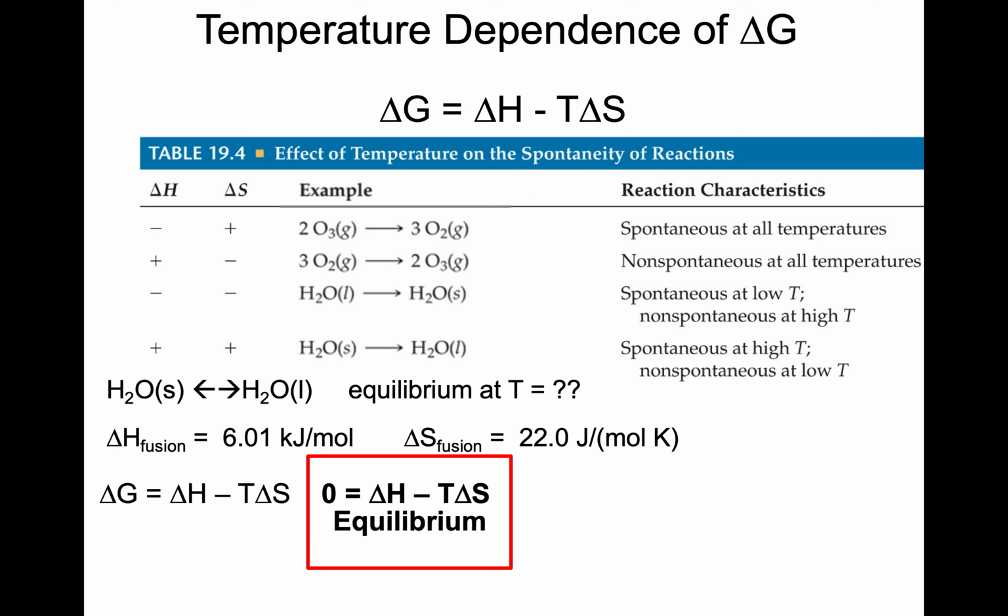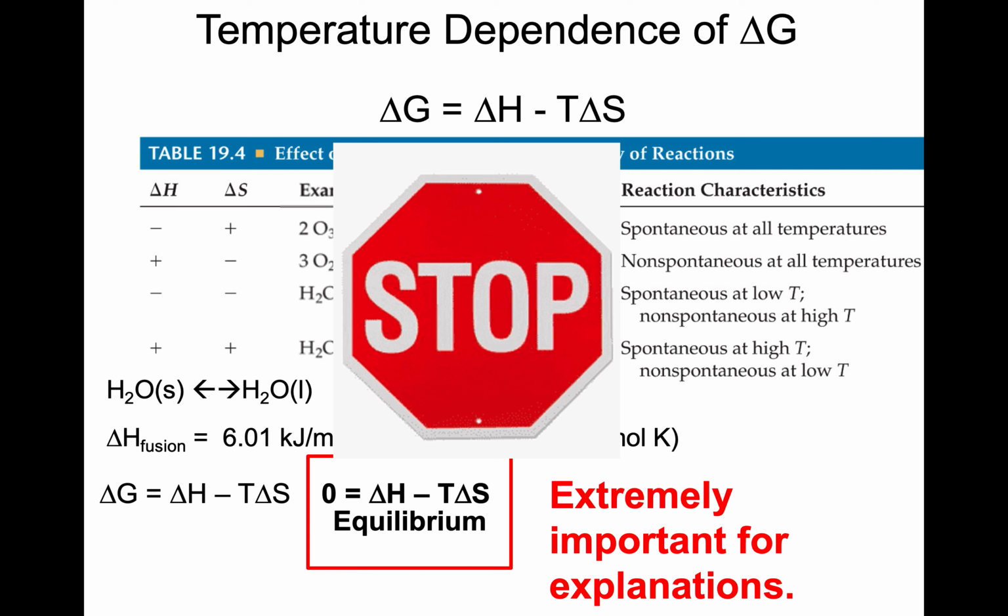When the Gibbs free energy is 0, you've reached equilibrium. It doesn't have a tendency to move either more to the left or more to the right. You've reached equilibrium. This is going to be extremely important for our explanations. We want to consider, what does it mean to have reached a point where we're now at equilibrium?